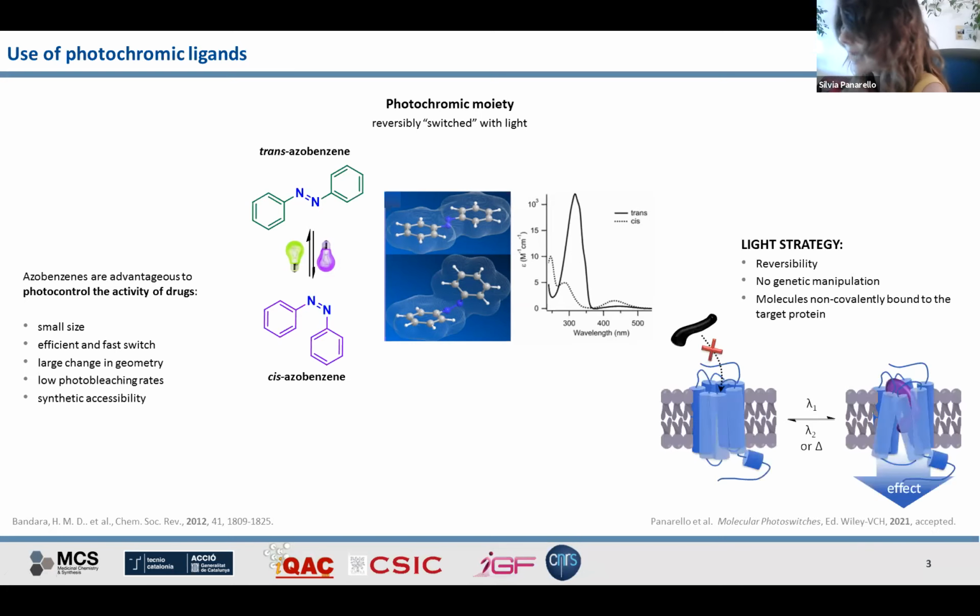There are several light strategies used to control protein function. However, the one concerning this project is characterized by reversible properties. The target is an endogenous receptor, and the ligands are not covalently attached to the target protein. That means they are freely diffusible.